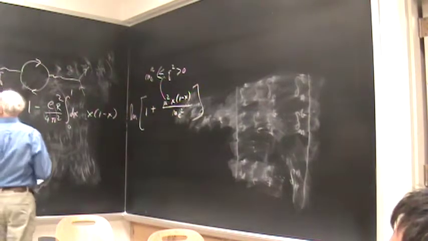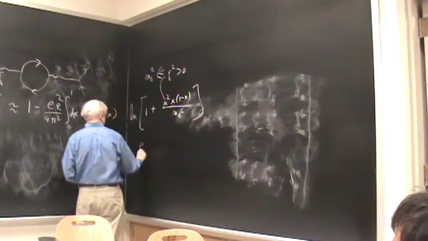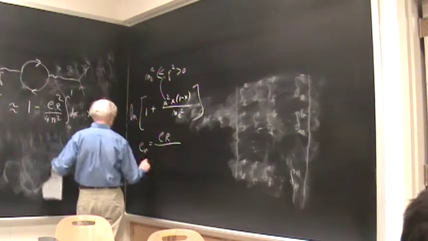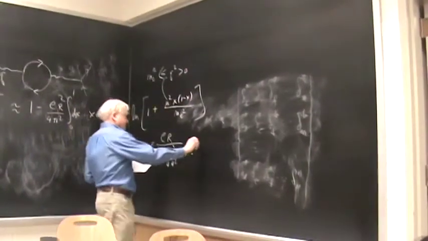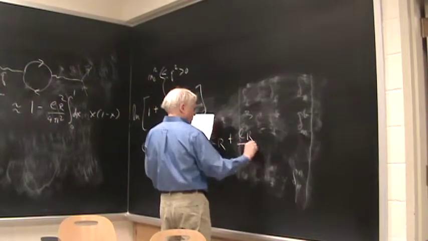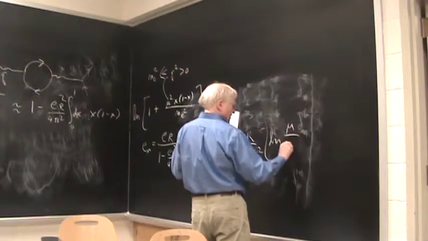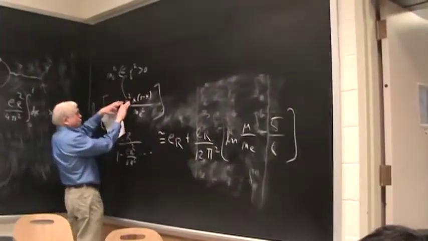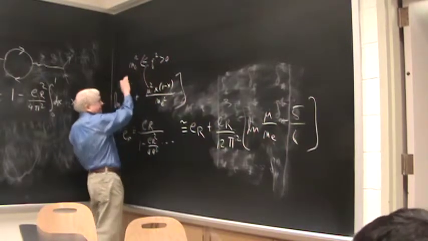If we go to that limit and rewrite things, then what we get is e(mu) is e_R over this structure, 1 minus e_R squared over 4 pi squared, etc. And that gives us approximately e_R plus e_R cubed over 12 pi squared times log of mu over m minus 5 over 6. So this is an approximation in the limit of huge Q, of mu squared being much greater than m squared.